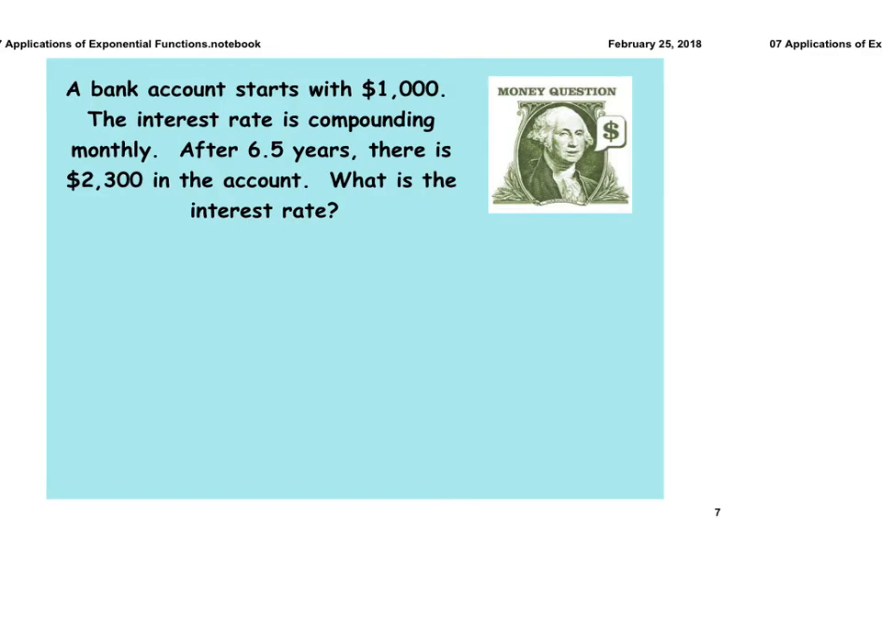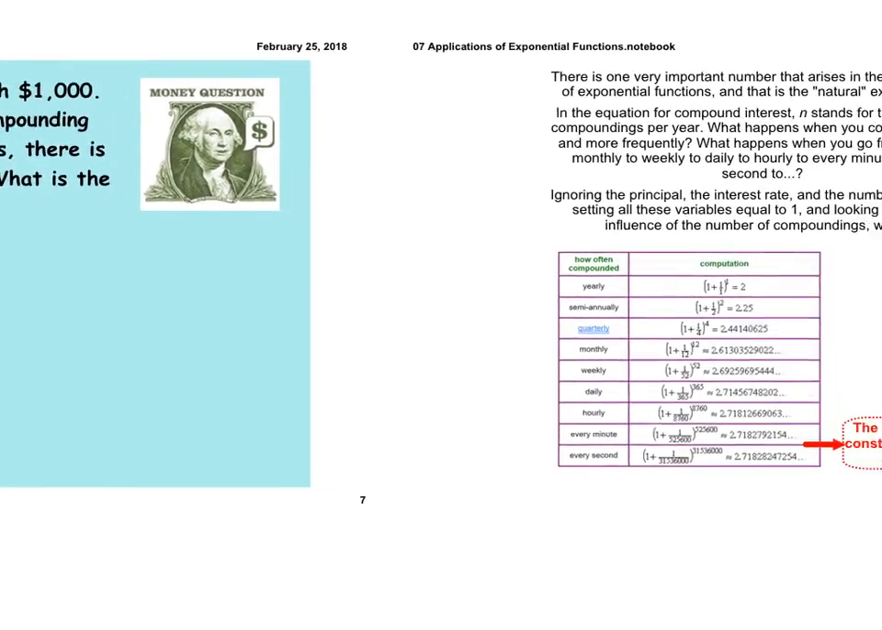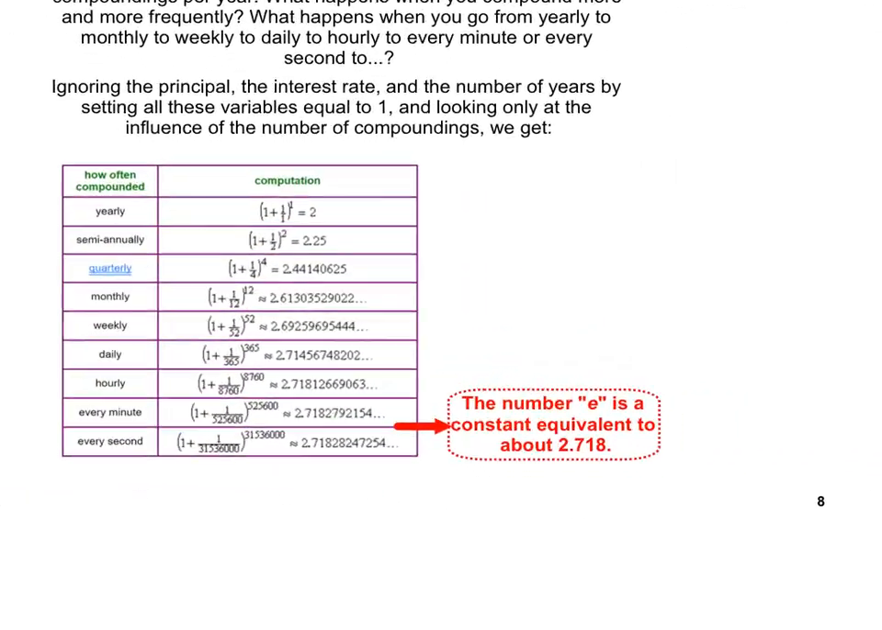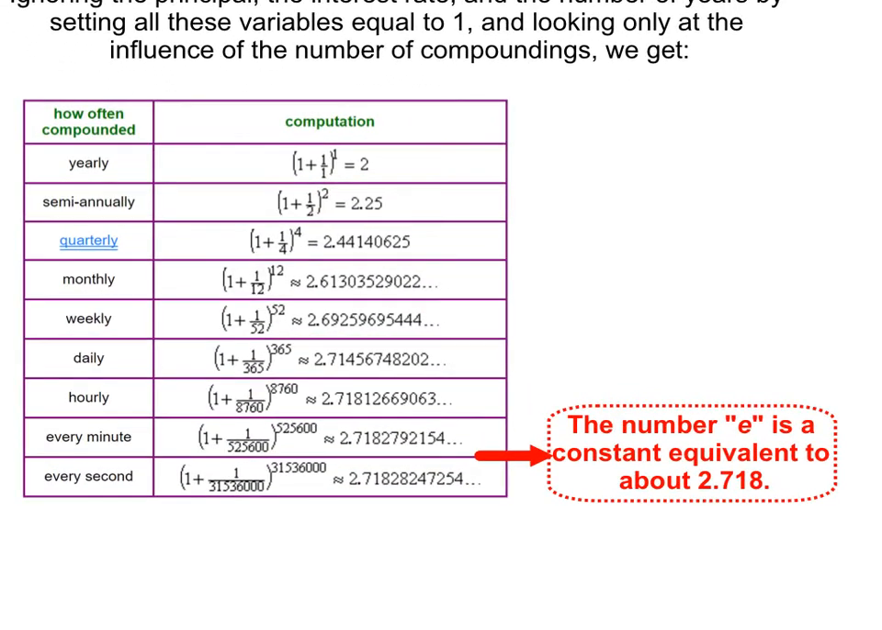Next, this one's a little easy, so we're going to go on to this one. Now, we have compounded things monthly before. That's this one. You divide the rate by 12, right? This is weekly. We divide by 52.